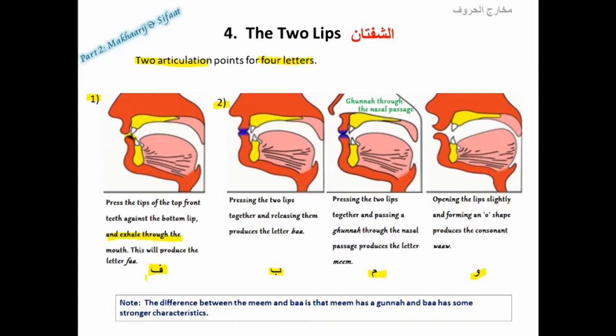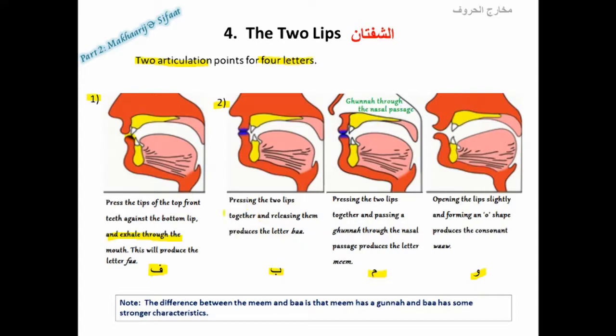A common mistake is to bring the teeth out too much onto the dry part of the lips. It's not the English F, that's different. This fa comes from the inner wet part of the lip. Inshallah, we'll practice this and say it as it's supposed to be said, inshallah.